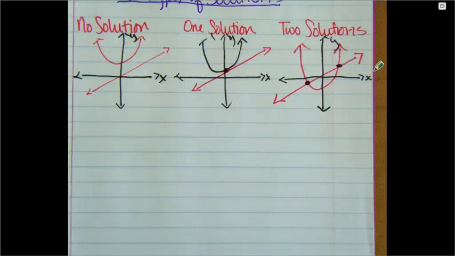Is this the quadratic or the linear? Quadratic, because it has the x squared. And this one is the linear function. All right, so we're going to go ahead and plug it in. So we're going to get x squared minus 5x minus 4 equals negative 2x.